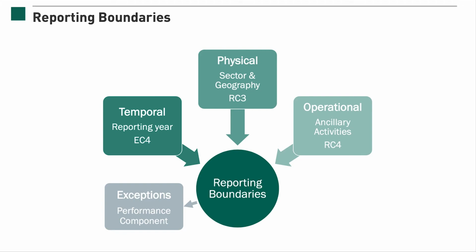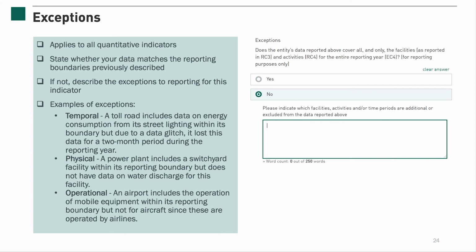We recognize, however, that this reporting boundary may not apply to all reported ESG issues. For example, water data may not be available for certain facilities, even though energy data is. These exceptions to the reporting boundary must be described in the exception boxes included in the performance component indicators. All quantitative indicators include a question on exceptions to the reporting boundaries. First, state whether or not your data for this indicator matches the temporal, physical, and operational reporting boundaries previously described. If not, you must accurately describe any exceptions in the exceptions text box.